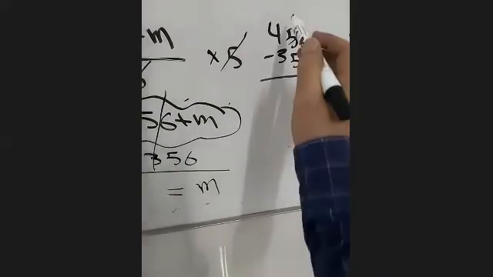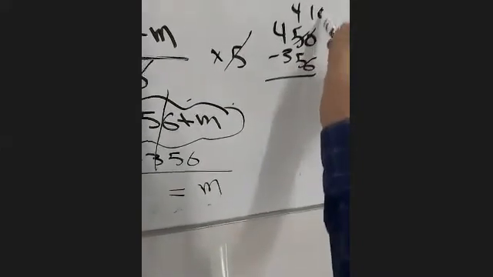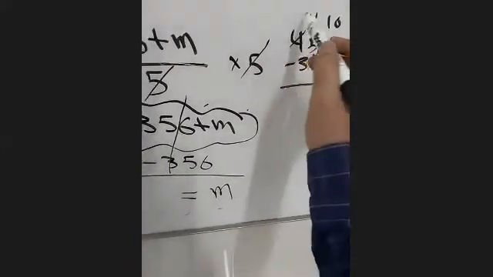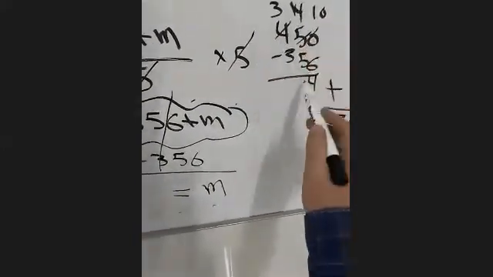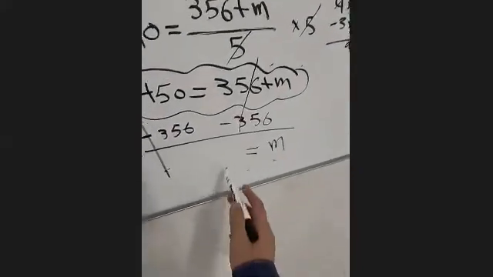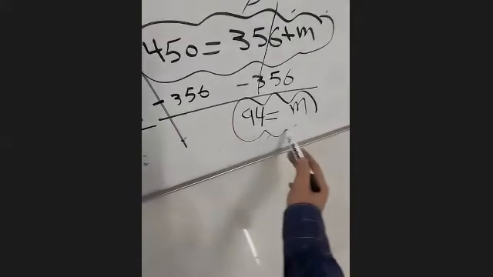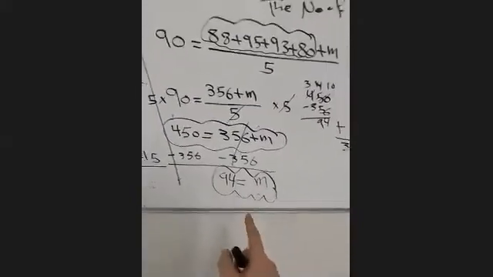Focus. Take 1 from 4, 10, 4. Here also 4 minus 5, it cannot be. This will be 3, 14 minus 5 is 9. So M equals 94. So the value of the missing number is what? 94.